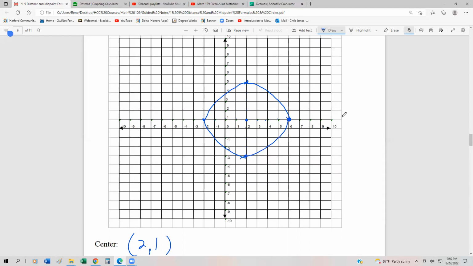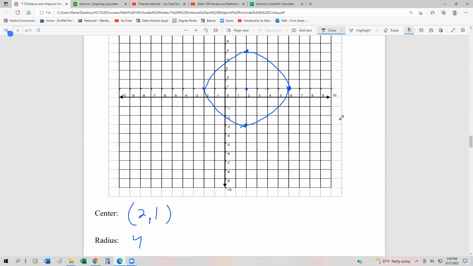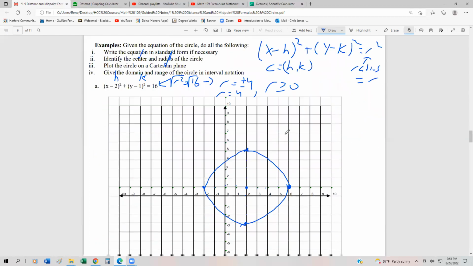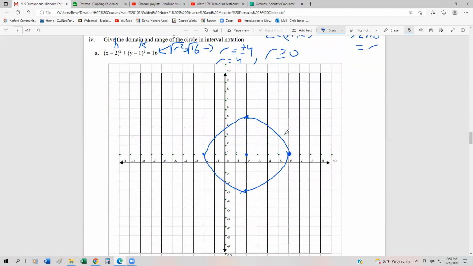Okay. Now we went through and we've identified the center and the radius. We've plotted it. Now let's find the domain and the range. Domain is all the x values, and it looks like the x values go from -2 to 6, and then it looks like the y values are going to go from, looks like right here, -3 to 5.